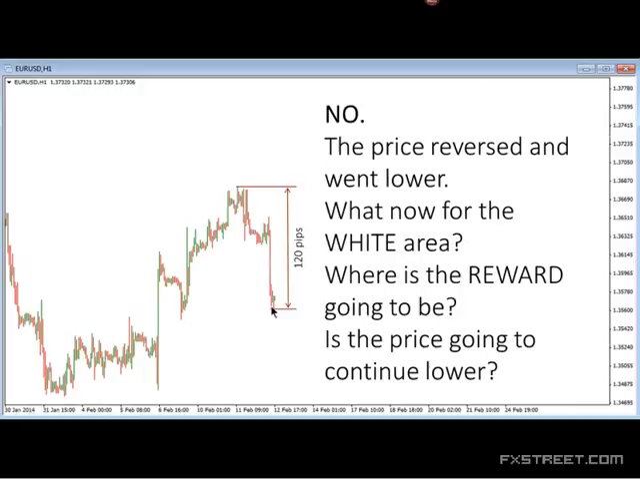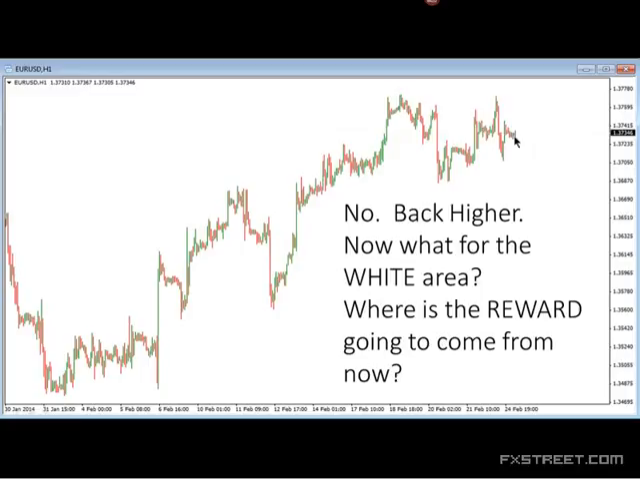And now you get into another point where you have to figure out, okay, where are my rewards going to be? Is it continuing to the downside, or going to continue to the upside? Is the rally over? Are we going to move lower? And indeed, the market moves back to the upside. We go back higher, and now we enter into this, which is last night when I took this picture: what are we going to do now? Where is the reward going to come from now?